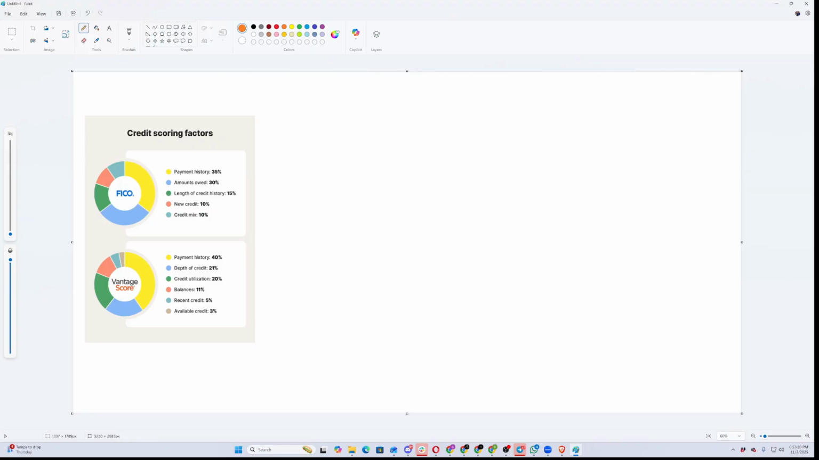I'm going to write credit formula. Oh, I spelled credit wrong. Let's fix that. Make that a little bit bigger. Okay, credit formula. So let's break each piece down over here. Payment history, PH. Amount owed, O. Length of credit history, LCH. New credit, and credit mix.